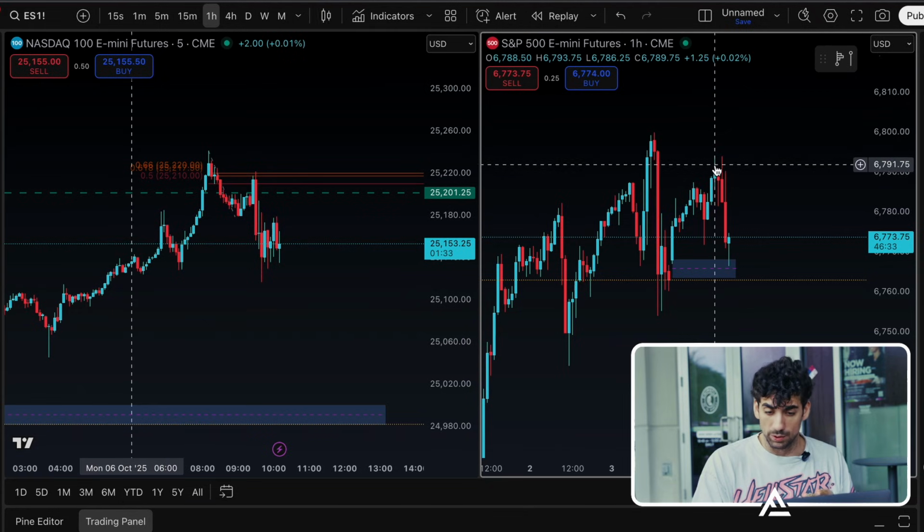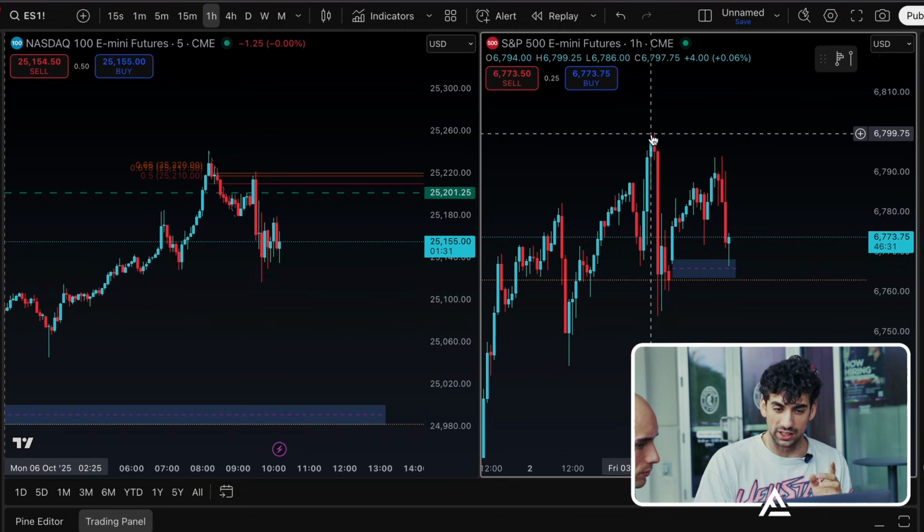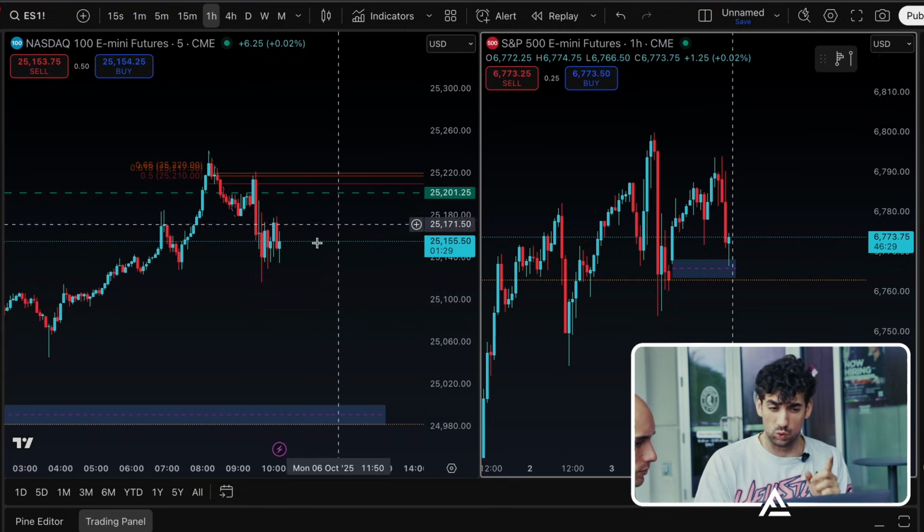Okay. This short at the open would have been even nicer, because you can see Friday here, ES did not take out all-time highs, while NQ did.